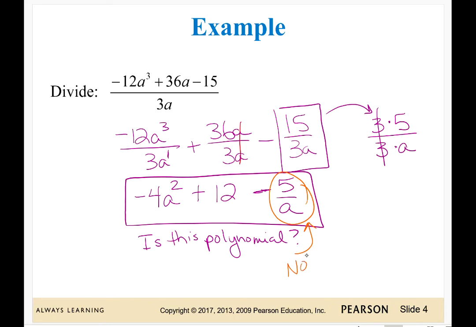That is a big no. Remember, a polynomial cannot have a variable in the denominator. Okay, it cannot have any negative exponents. So no a's or x's or anything like that in the denominator. So this answer is not a polynomial. It has 3 terms, but it is not a trinomial. Remember, a trinomial is very specific. It is a polynomial with 3 terms. So this is just an expression with 3 terms, nothing more.